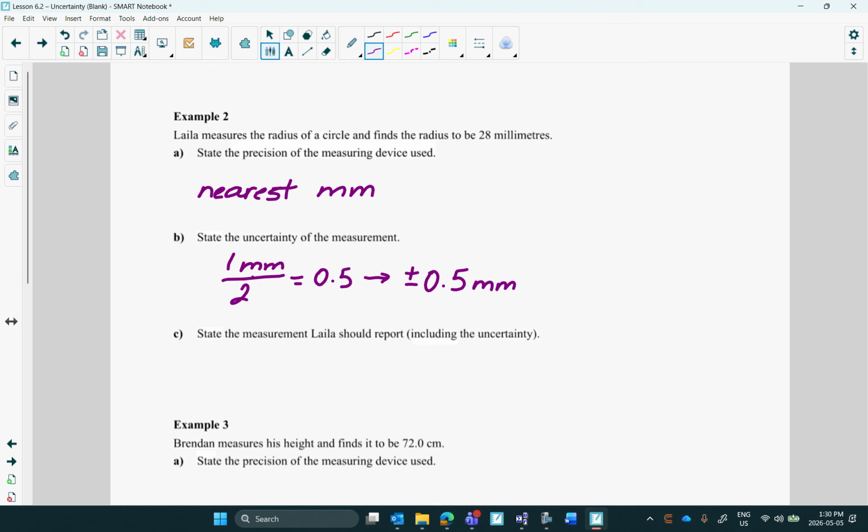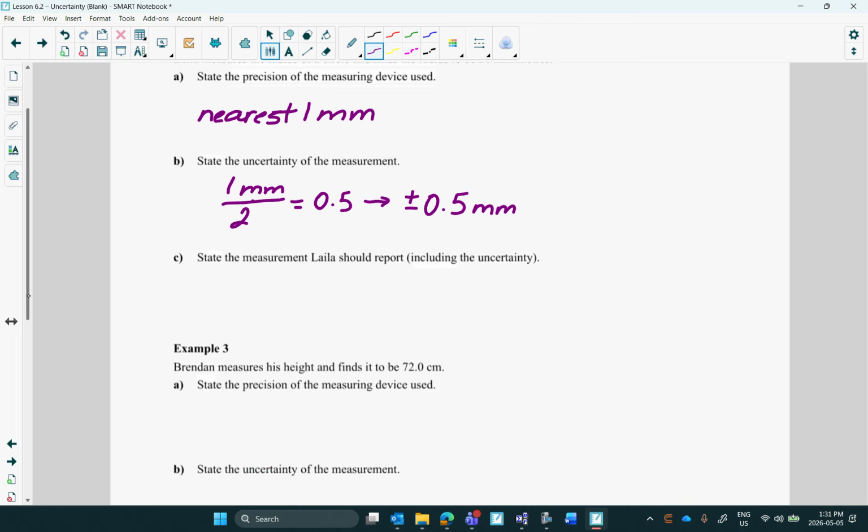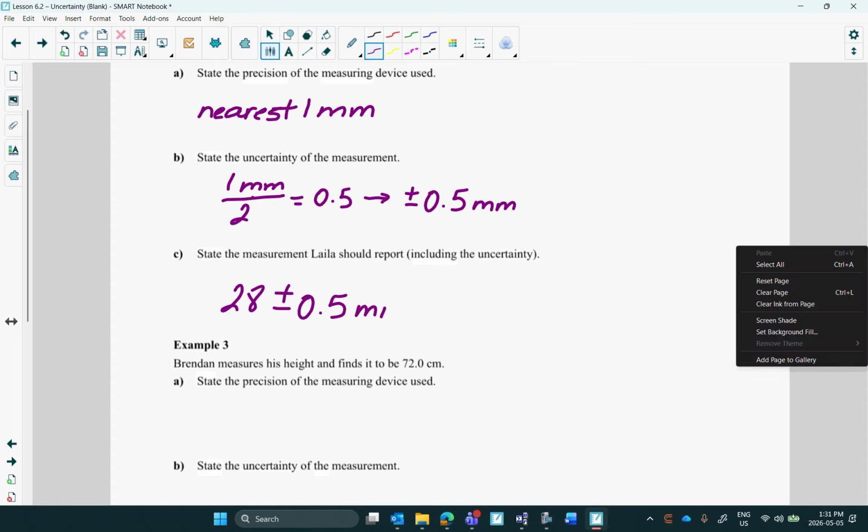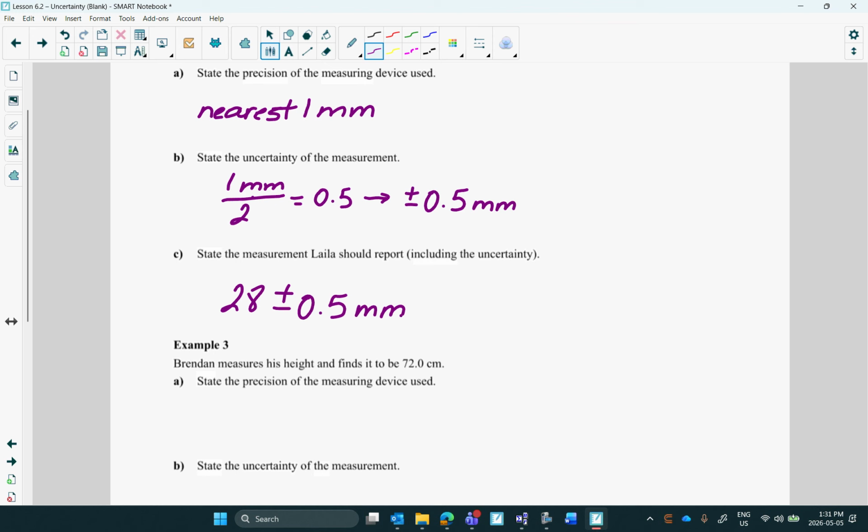That's how you calculate the uncertainty. Take the precision, which is 1 millimeter, divided by 2, and then put plus minus in front of it. And so what should she report? Well, she should report what she measured plus minus the uncertainty. So that's the final answer. Okay, that's all we have to do for that.